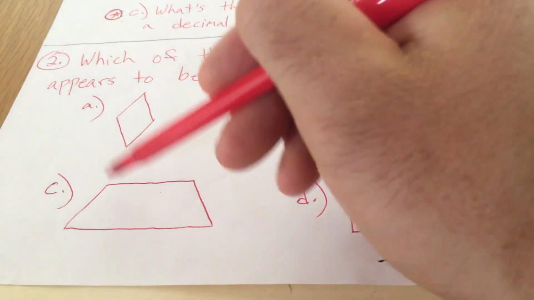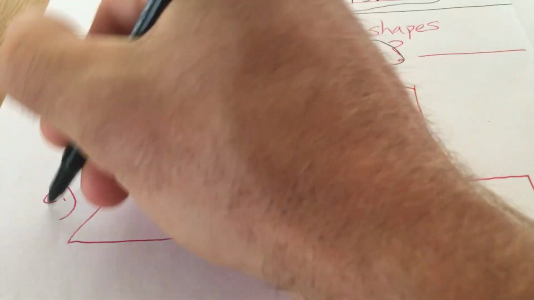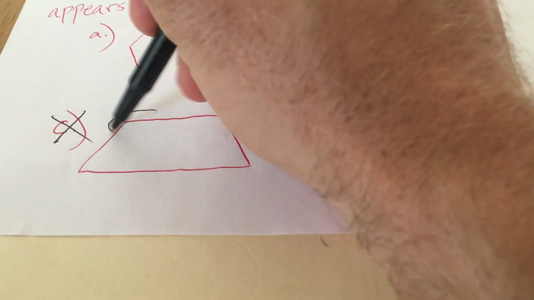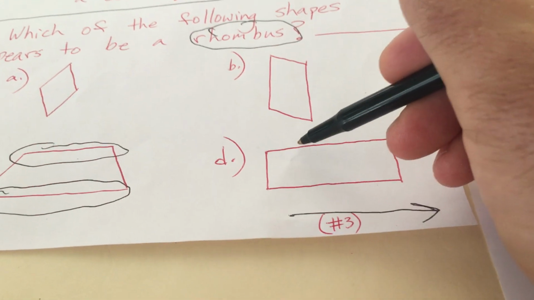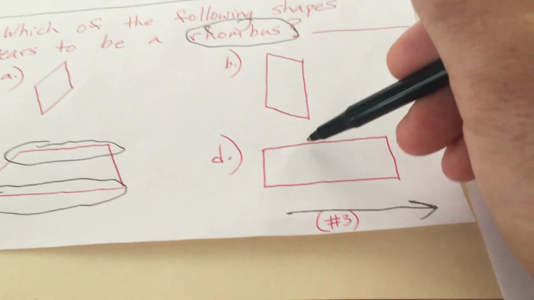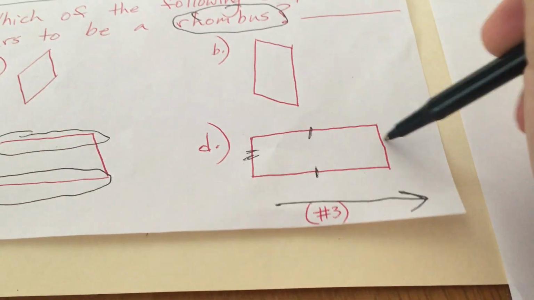It's got to have 4 equal sides, so these do not have 4 equal sides. That's a trapezoid. It has at least 1 pair of parallel sides, though, so that is a trapezoid, but it's not a rhombus. This is a rectangle, or a trapezoid, because there's at least 1 pair of parallel sides. There happens to be, this is 1 pair, and this one would be 2 pairs of parallel sides.